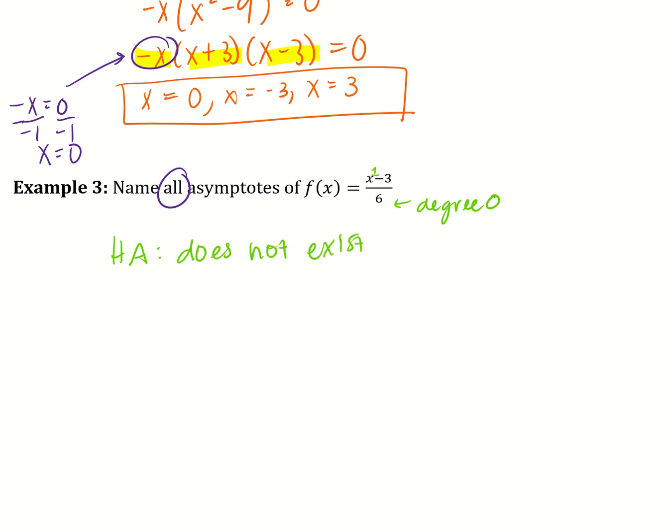Well, what about the vertical asymptote? Vertical asymptotes are coming from places where the denominator is equal to 0. Well, 6 is never going to be equal to 0. It doesn't make sense. So for the vertical asymptote, it also does not exist.